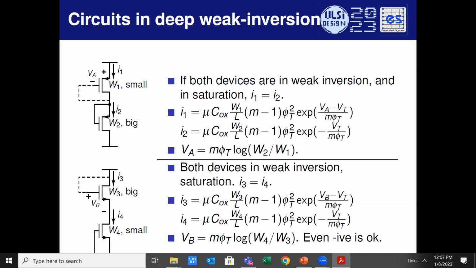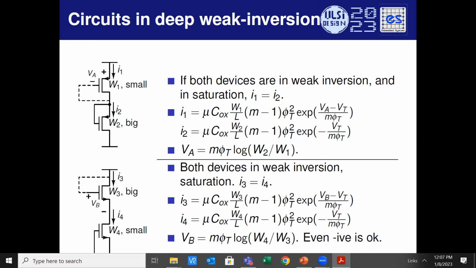I can compute VA, which is the gate to source voltage for PMOS, the top PMOS, right? And it's just a cranking of equations. You will find that this VA is a PTAT voltage, which is proportional only to the ratio of the widths. Here, the two devices are of the same flavor. All right, this is a simple PTAT.